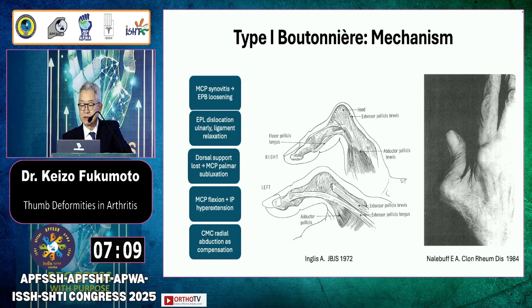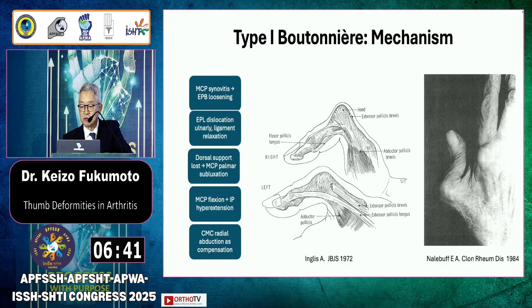Let's start with type 1, the boutonniere deformity. It begins with synovitis at the MCP joint. As the joint swells, the EPB attachment loosens, and the EPL tendon slips to the ulnar side. At the same time, the collateral ligament relaxes, and the dorsal support is lost.